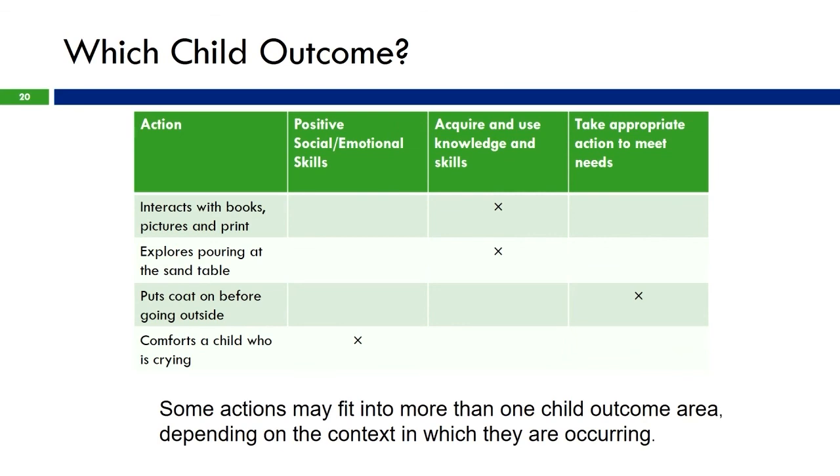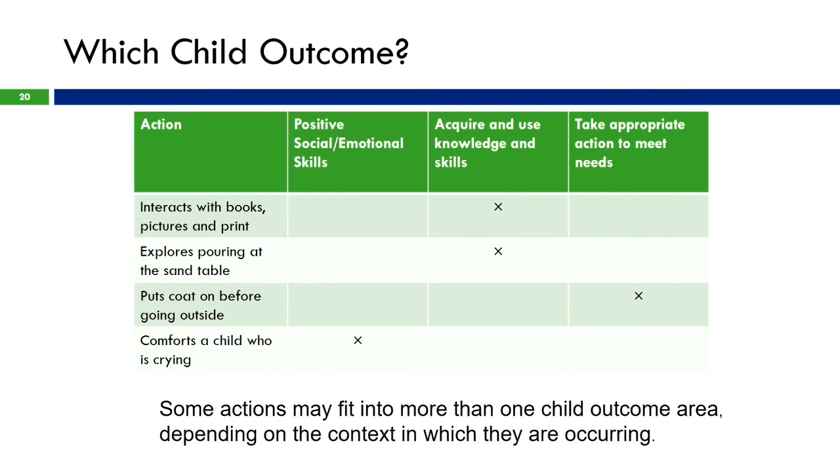The X's represent the outcome area where most people felt that action fit. However, you may have determined the action fit better in a different area. Many actions, depending on context, could actually be covered in more than one outcome area.